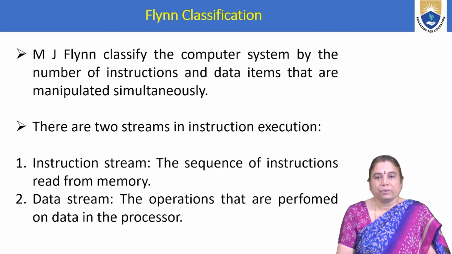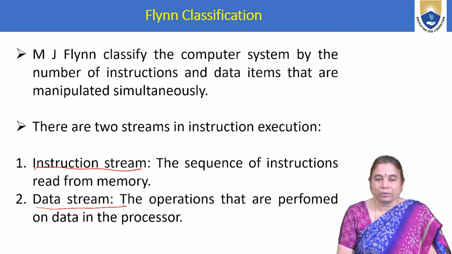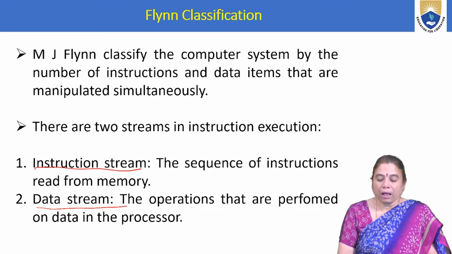There are two streams during instruction execution. One is the instruction stream, the second is the data stream. The instruction stream means the sequence of instructions read from the memory. Before executing, the instruction is fetched from the memory, so the sequence of instructions read from memory is referred to as the instruction stream. The operations that are performed on the data are referred to as the data stream.